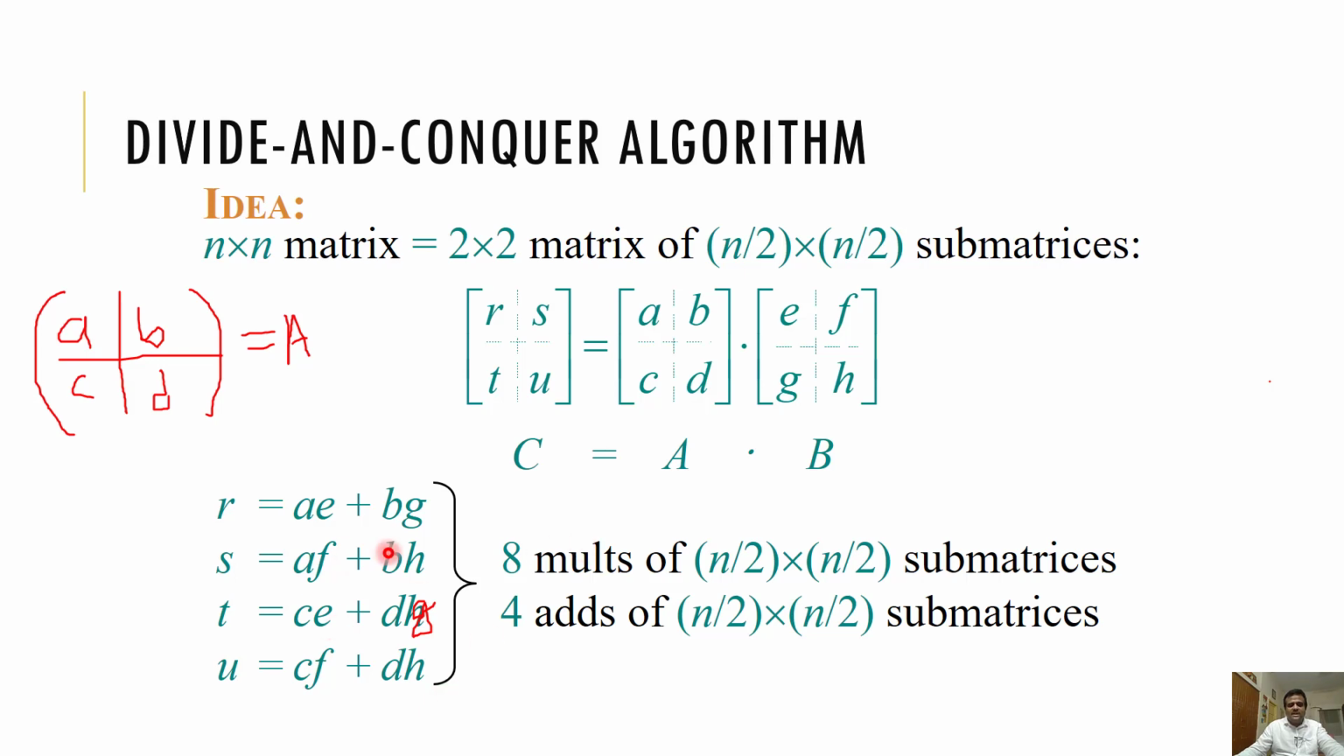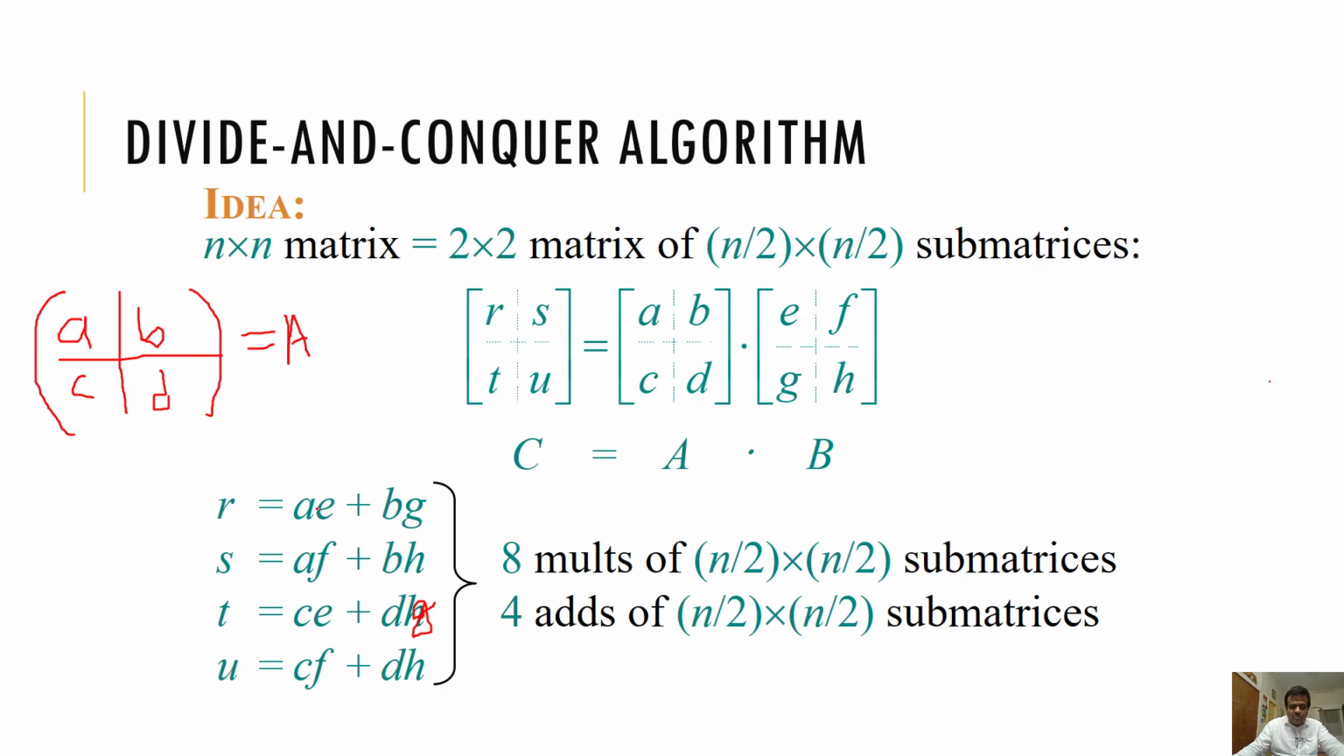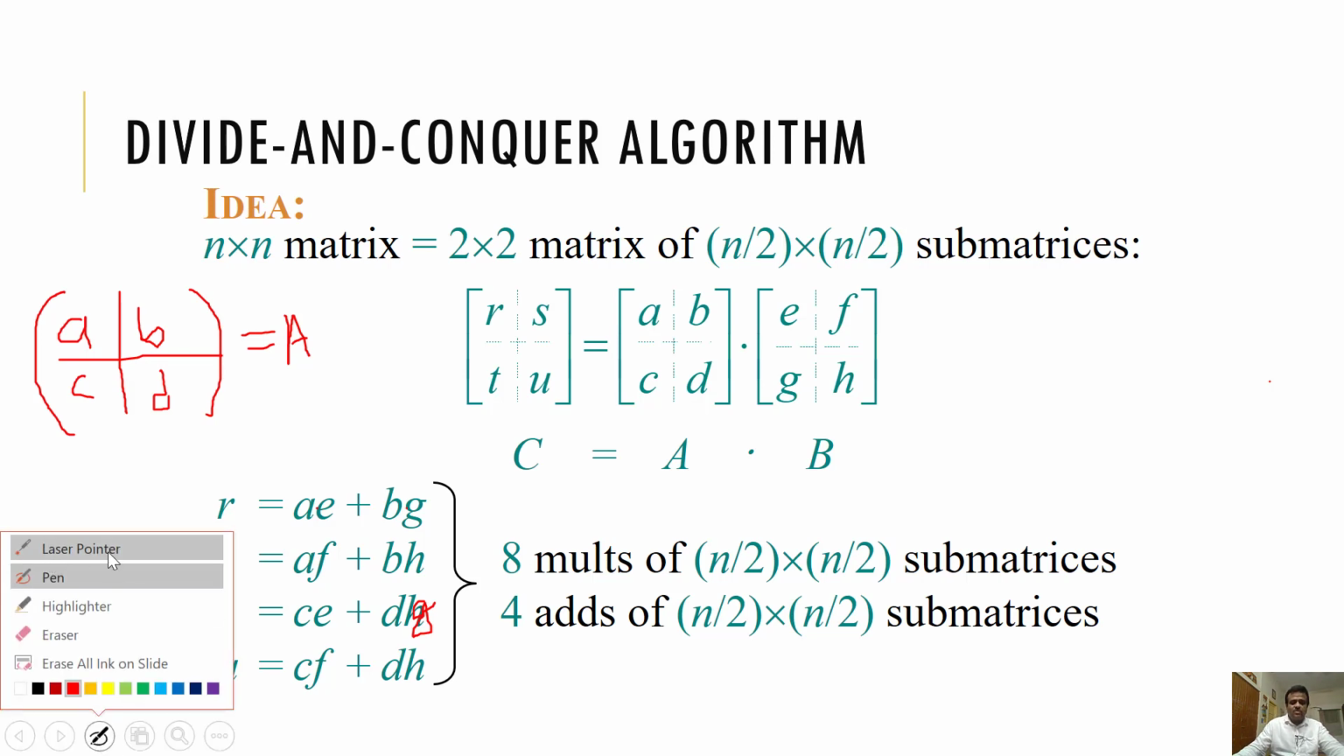So this is a recursive formula, this is divide and conquer. We divide the problem. Here is also a matrix multiplication, A into E, and this is also a matrix multiplication, B into G. These are all sub matrices.